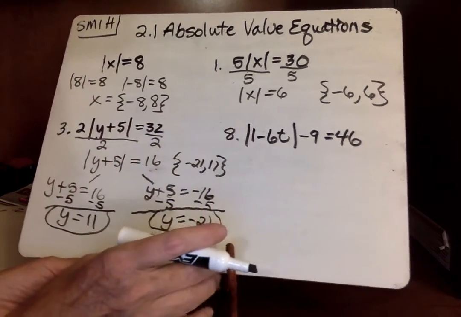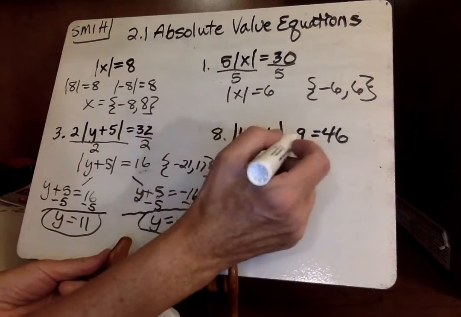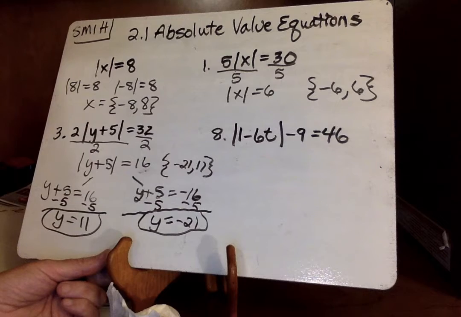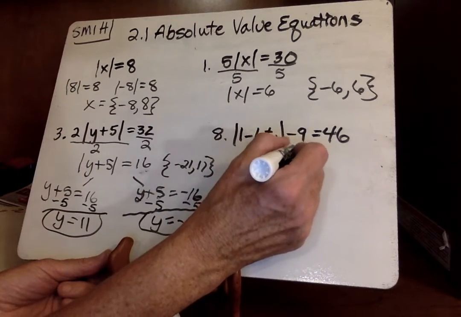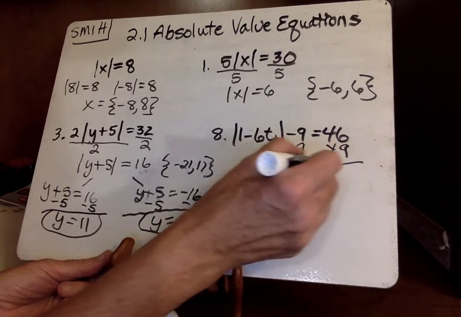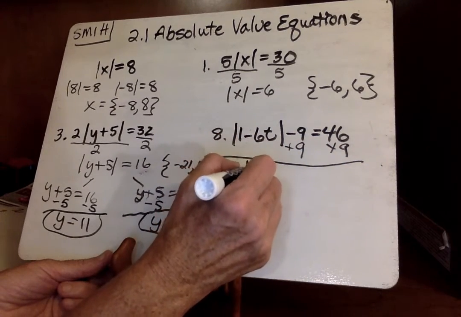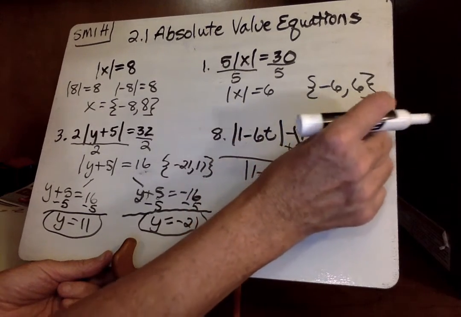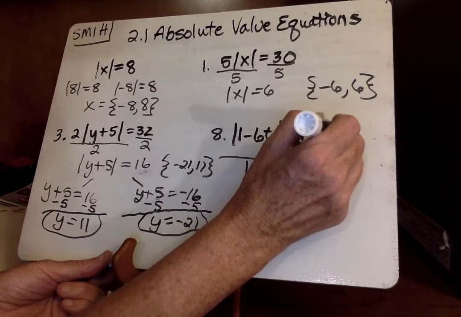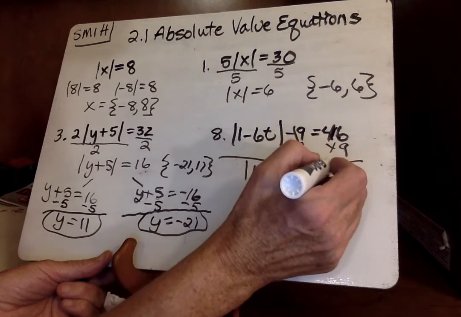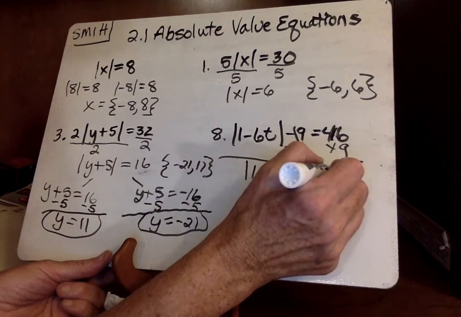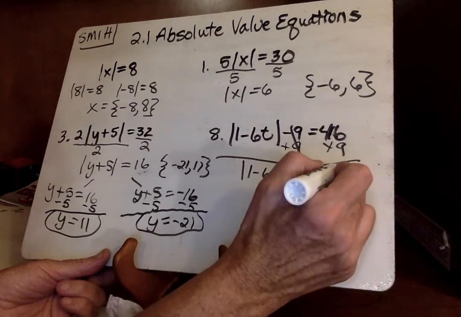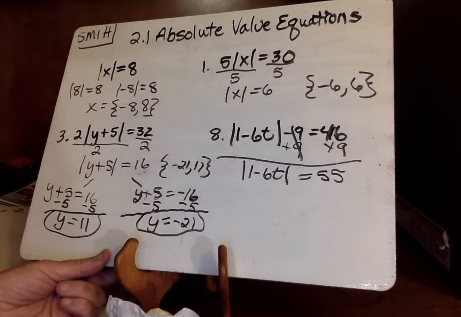Now let's go on to number 8. And again, we want to get the absolute value by itself, and then we'll get our two equations from that absolute value. We're going to add 9 first. Add 9 here. And we get the absolute value of 1 minus 6t equals, that goes away, 46 plus 9, and that's going to be 54, I believe. No, 55. Sorry, my bad. 6 and 9 is 15. Carry the 1, 55. Okay.